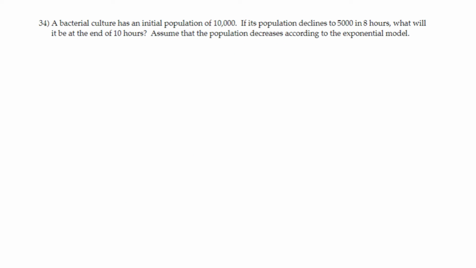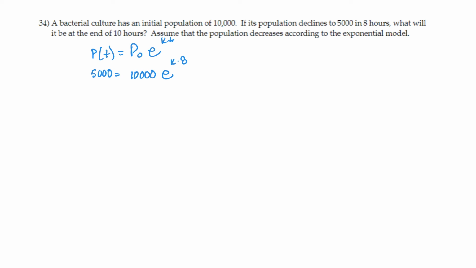Last one. Ooh, I like this one. Bacterial culture has initial population 10,000. Let's just write our formula. P of t equals P0 e to the kt. If the population declines to 5,000 in 8 hours, okay, hold on here. So initially it's 10,000. I'll put that in here. And then they say it goes down to 5,000. Here's 5,000. And it does that in 8 hours. e to the k times t is 8.